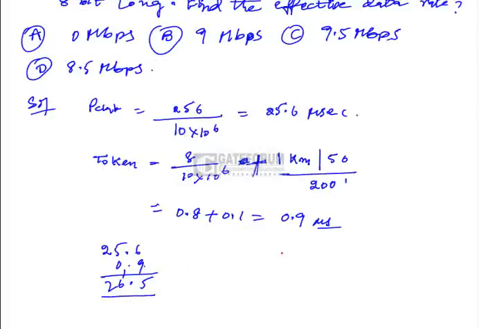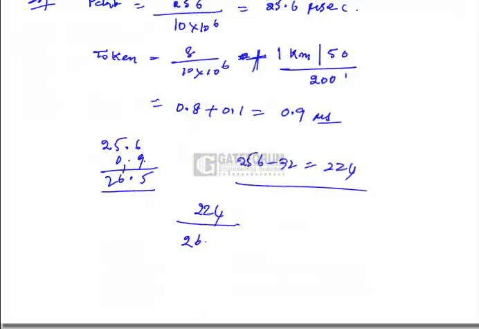And for the data rate, we have to exclude the frame overhead. So 256 minus 32, it is 224. Effective data rate is 224 bits we could transfer at a rate of 26.5 microseconds. So it will be 8.5 Mbps. Option D is the right option.